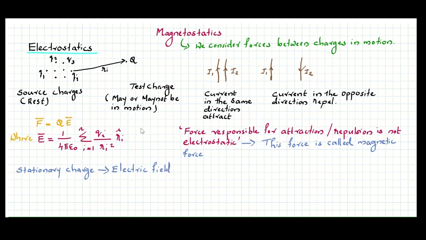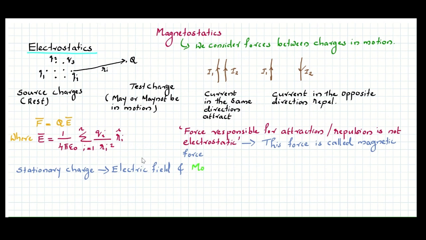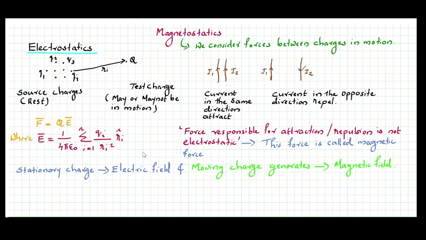In electrostatics, we have seen that stationary charges produce electric field. In the same way, in magnetostatics, we have moving charges, they will produce magnetic field, and this magnetic field is responsible for magnetic force. Just like the electric field is responsible for electric force, the magnetic field is responsible for this magnetic force. Moving charge generates magnetic field.